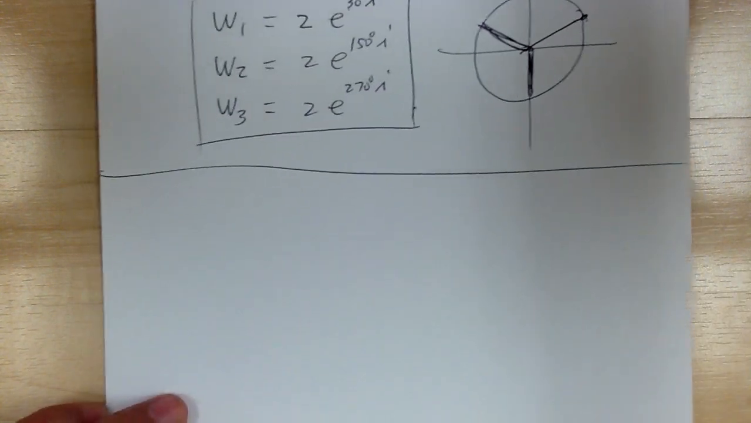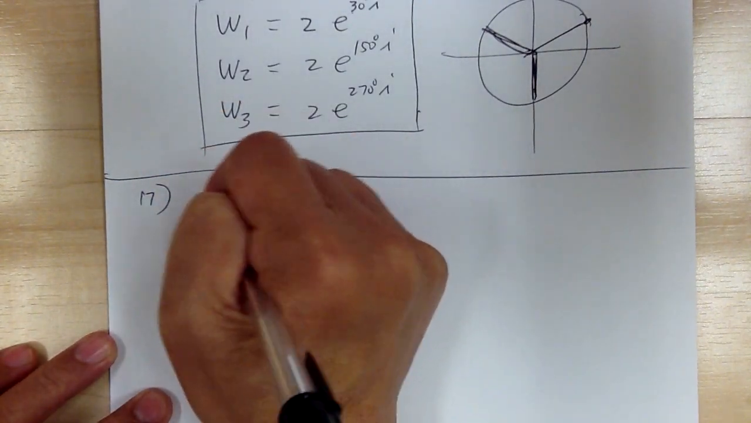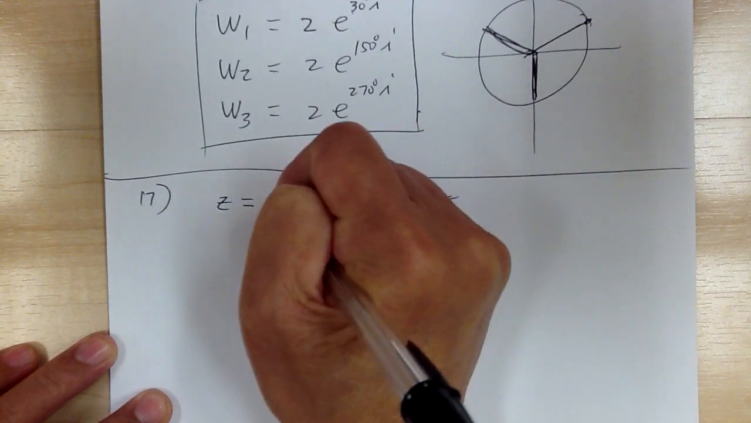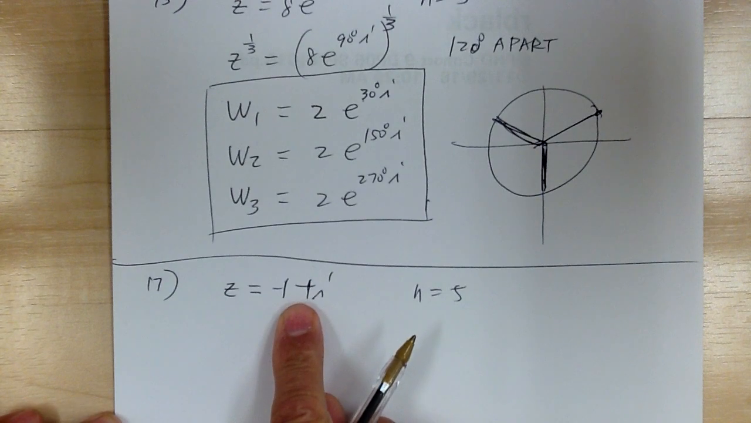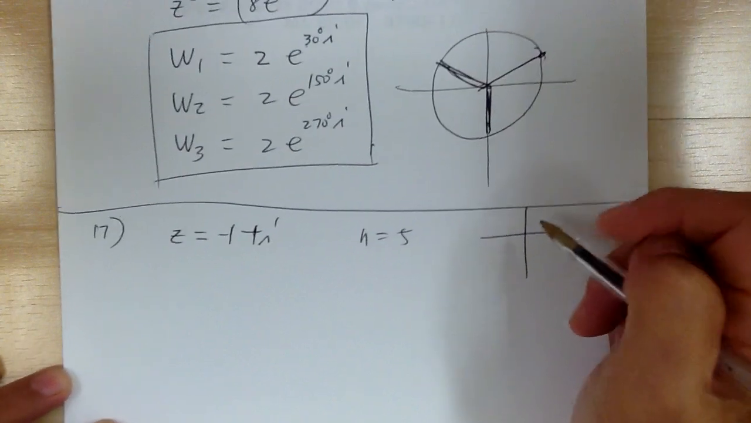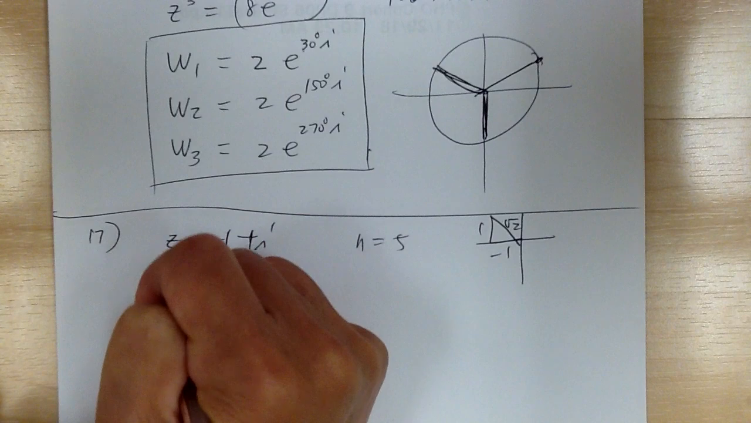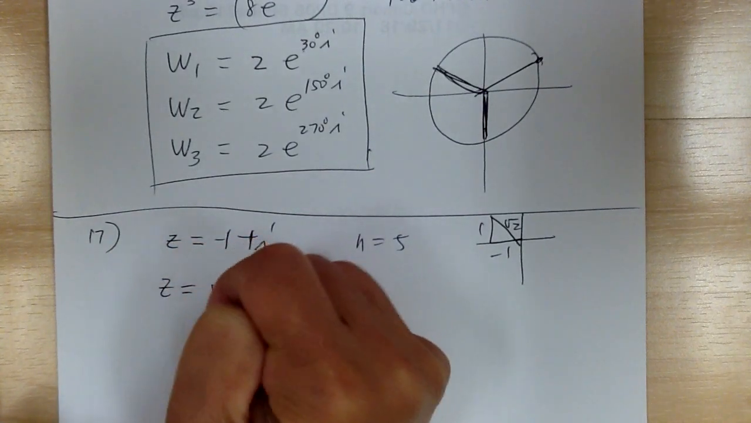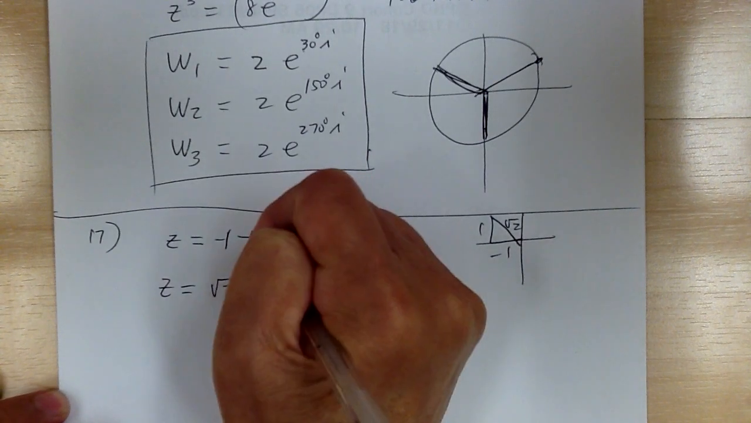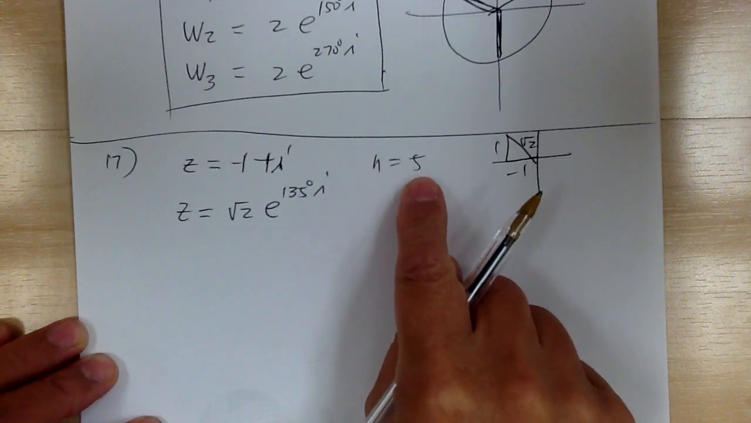Okay, let's go to 17. You got z equal to -1 plus i, and n equal to 5. So notice that this is rectangular form, so you have to convert into polar form first. If you draw your triangle, you got -1, 1. So you're going to get z equal to square root of 2 e to the 135 degrees i. And you're looking for the fifth root.